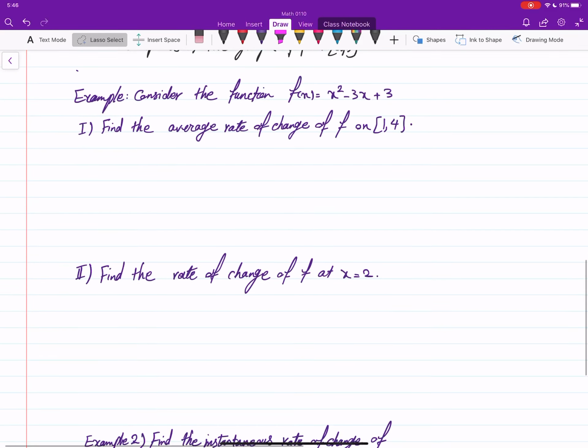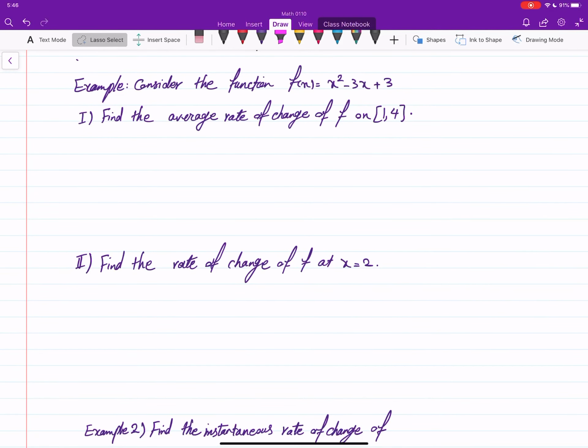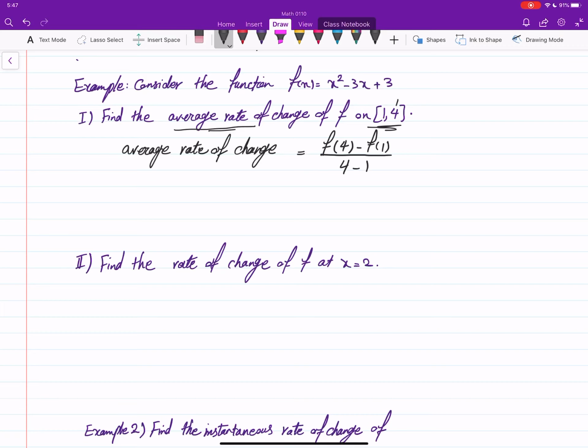Our function f of x is x squared minus 3x plus 3. Find the average rate of change. Remember, average rate of change always comes with an interval. That is equal to f of the endpoint minus f of the starting point of the interval, over endpoint minus the starting point.